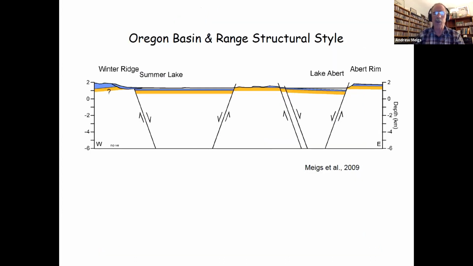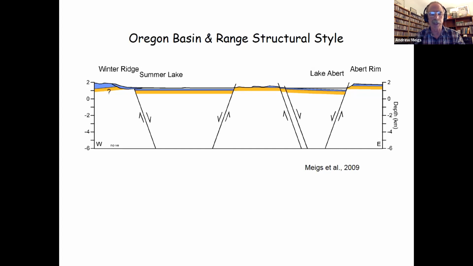So the structural style of the Basin Range is not as exciting as it is in Nevada, let's just put it that way, because the magnitude of extension is not very large. What you see here in Oregon are steeply dipping normal faults where the basin side moves down relative to the range side. And there is very modest tilt of the blocks.